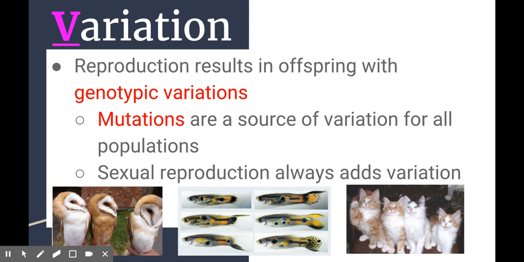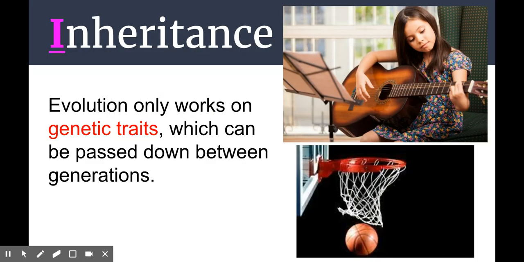If we were to think about our bug example, this would mean that we would need variation where some of our bugs are resistant to insecticides and some of them are not. Now, in order for that variation to be meaningful, it has to be inheritable. Evolution only works on genetic traits, which can be passed down between generations.